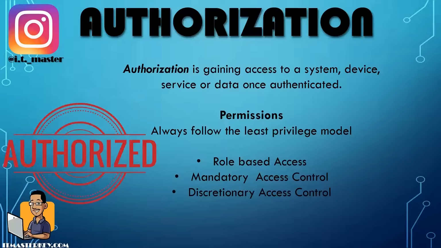So we went through all authentication, proving that you are who you say you are. Then authorization is once you actually gain access, after we actually identify and make sure that you are who you say you are. So authorization is gaining access to a system, device, service, or data once authenticated. So when you talk about permissions, right? When you talk about permissions, you always want to use the model of least privilege.